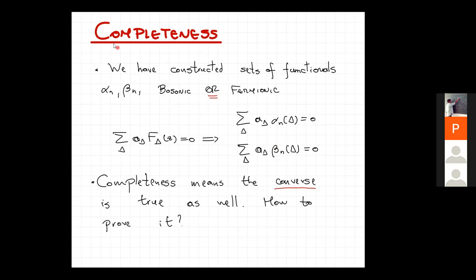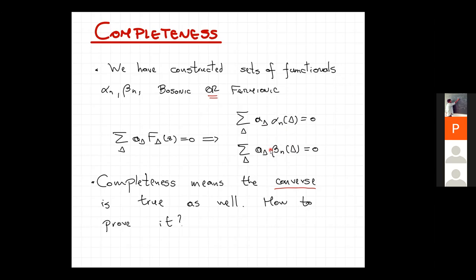So the first question that we'll address is the question of completeness. We've seen that there exist sets of functionals, alpha n, beta n, which we can choose to be bosonic or fermionic. And given these functionals, you see that the crossing equation implies these sum rules, right? You merely take these functionals, you act on this equation, and you get these sum rules.